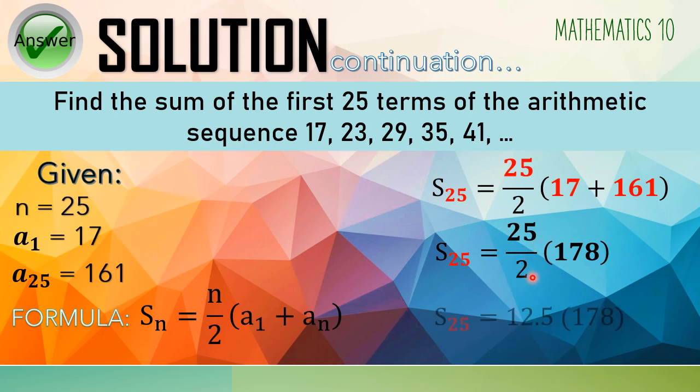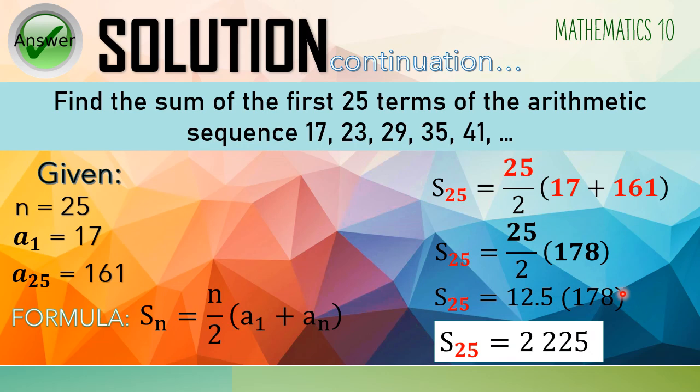or else you may also simplify first. 25 divided by 2 is 12.5, and lastly multiply by 178. And so you got the sum already of the first 25 terms of the sequence, which is 2,225.